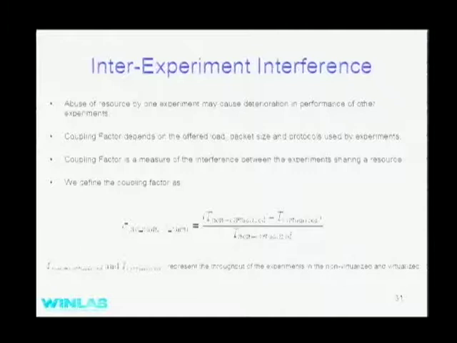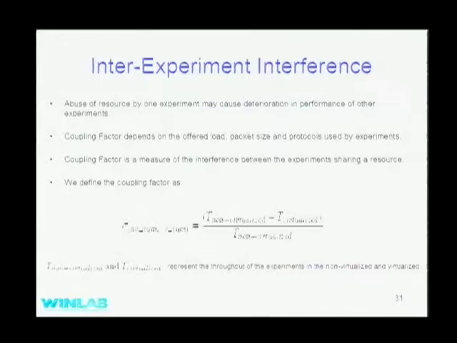Next I move on to inter-experiment interference. When sharing resources in virtualization, one experiment may affect the performance of other experiments sharing the same resource. So we define something called the coupling factor, which is the performance difference between the non-virtualized case and the virtualized case, divided by the non-virtualized case. This gives a measure of the interference between experiments sharing a resource.